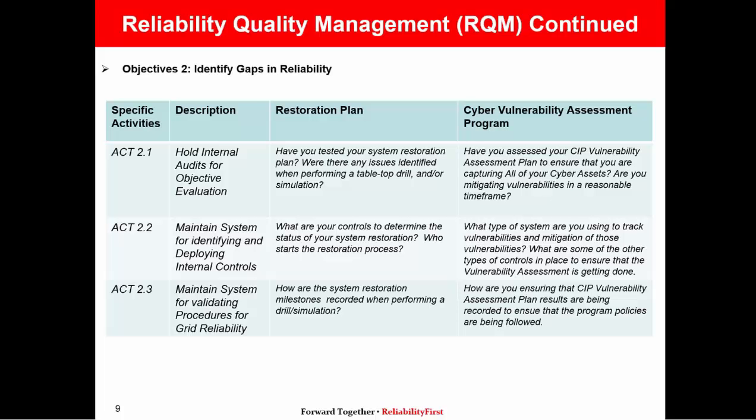And then 2.3 is maintaining systems for validating procedures for grid reliability. Once again, this is ensuring that you have some process in place to ensure that whatever you've set out within your cyber vulnerability program is getting completed, making sure those results are recorded and written down and the processes are being followed.